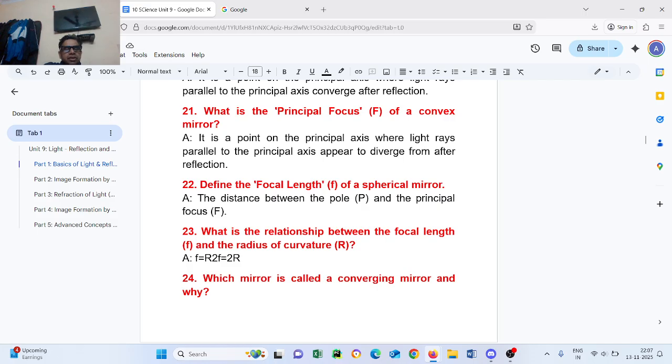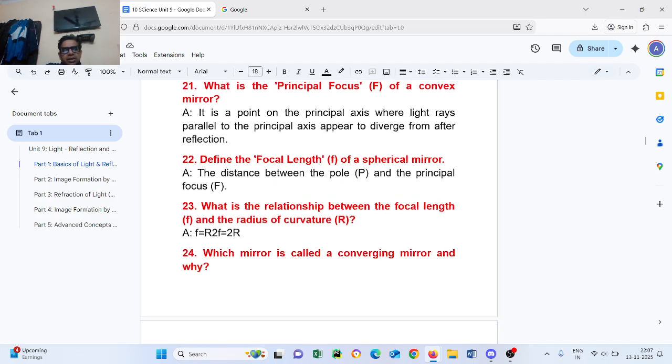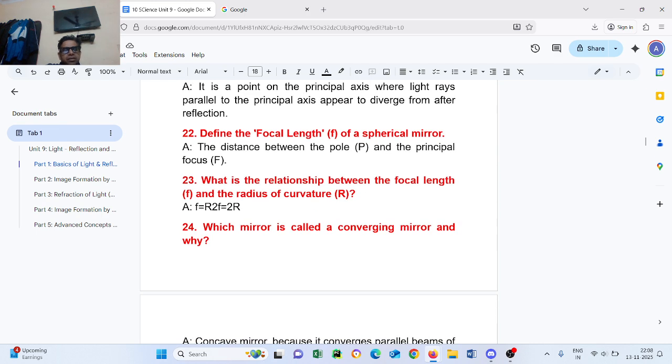Question number 23. What is the relationship between the focal length f and the radius of curvature R? f equals R by 2, or R equals 2f.